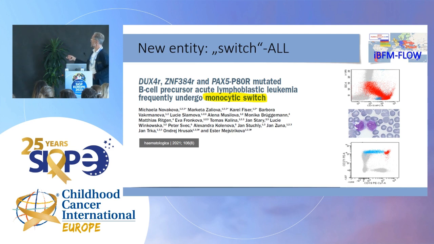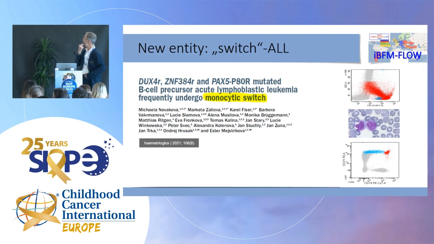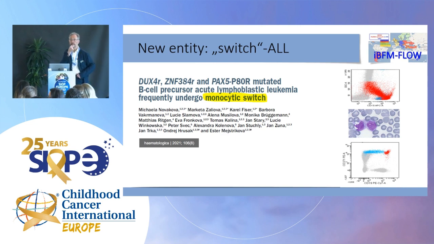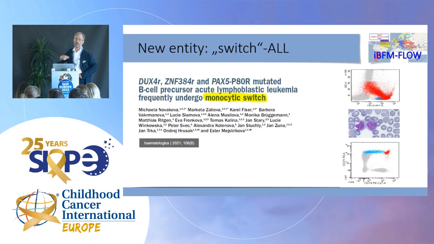There are, and this is from our friends from Prague, nowadays 3 typical ALL subtypes which tend to have this so-called early monocytic switch, which does not mean that you have to change therapy, because it's a switch not to a, let's say, malignant AML phenotype, but to a more mature monocytic end-stage cell. So if you continue to treat those cases, even in the situation of a switch in ALL, it doesn't matter. But please, you have to know what you're doing.